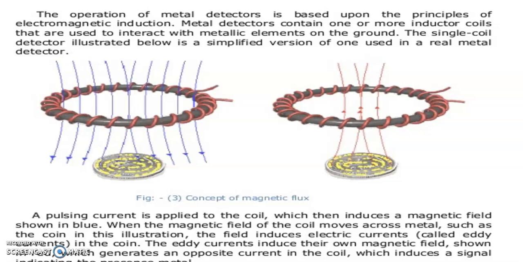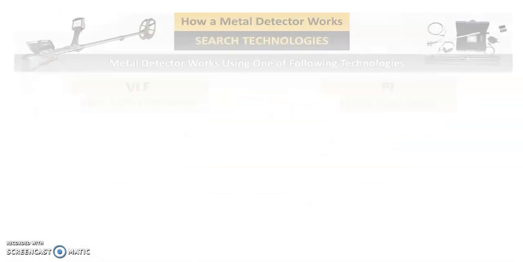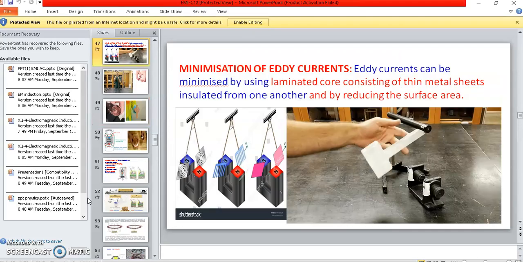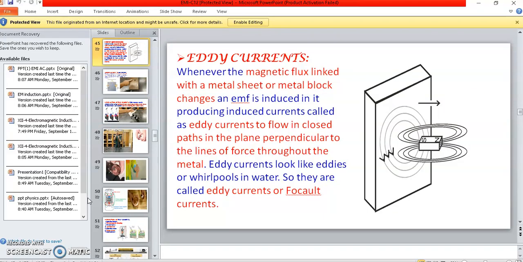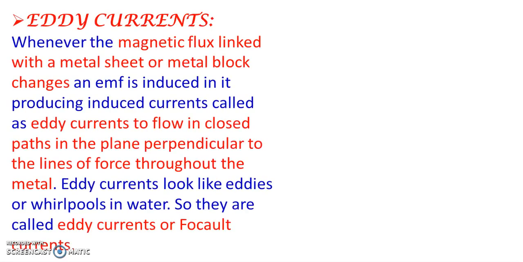So it depends. The main thing, as we can revise from the previous slides, is that eddy currents are generated by the change in the magnetic flux. And this experiment was very well illustrated by Faraday as well.